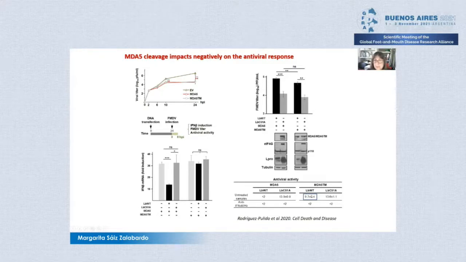You see here, this mark that the antiviral activity, which is completely suppressed in the presence of Lb wild type, is recovered, to some extent, when the cleavage-resistant version of MDA5 is present.